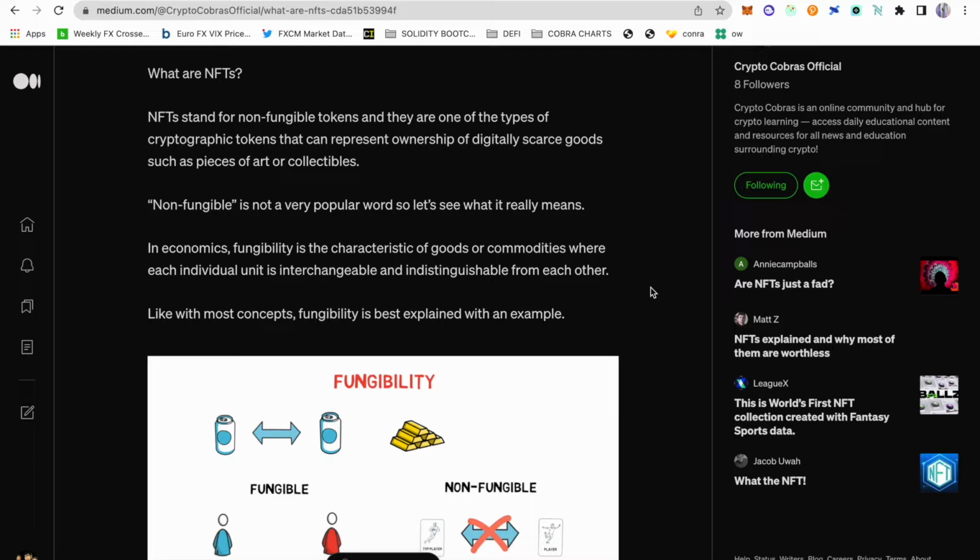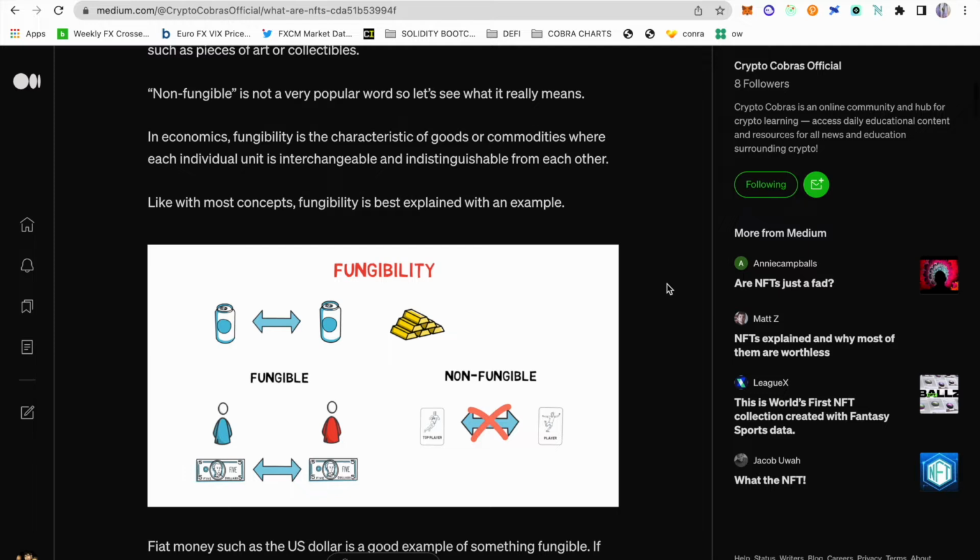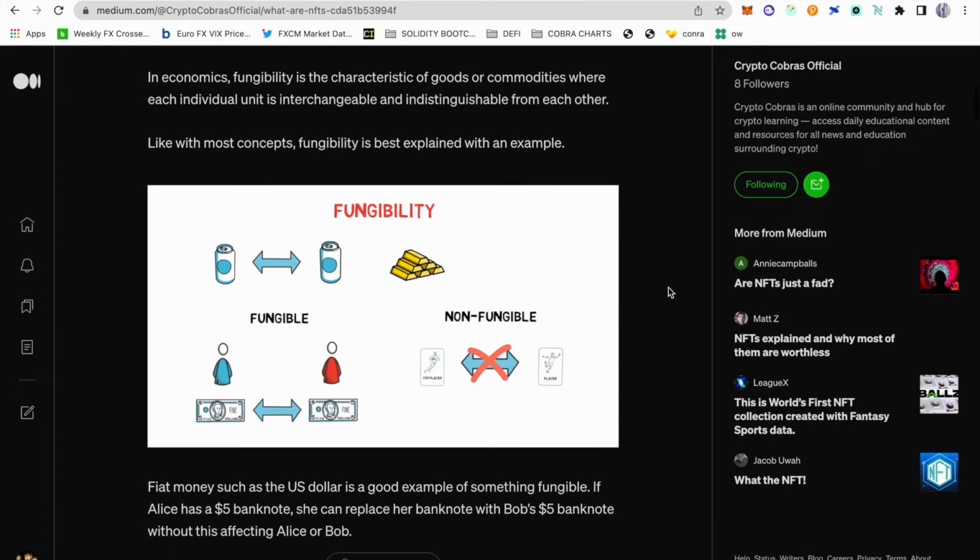This is something I get asked a lot about: NFTs, non-fungible tokens, could you define that for me? So that's what we're going to do today. In economics, fungibility is the characteristic of goods or commodities where each individual unit is interchangeable and indistinguishable from each other. Like most concepts, fungibility is best explained with an example.